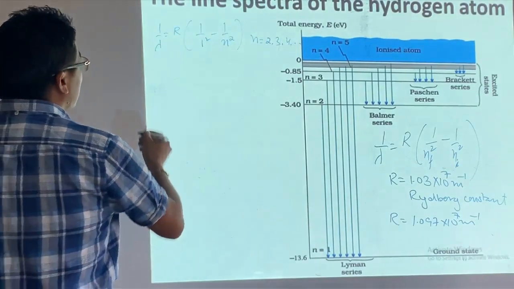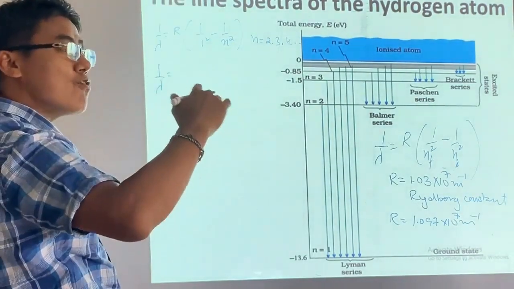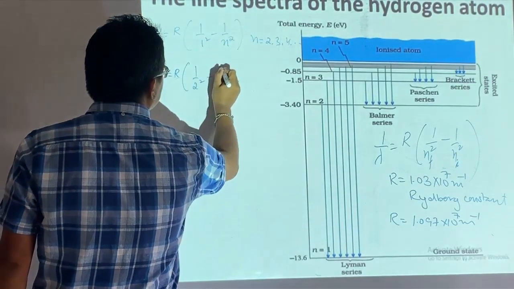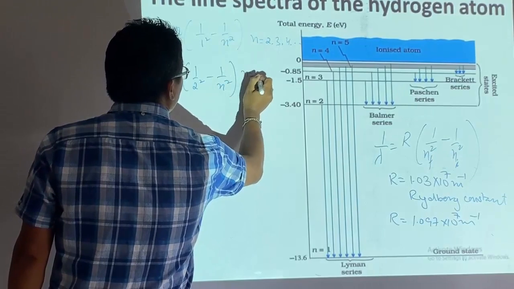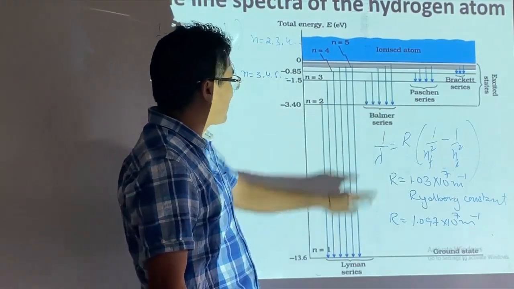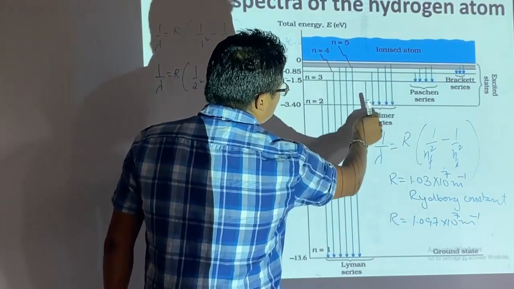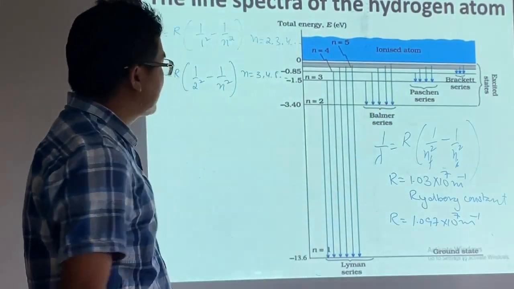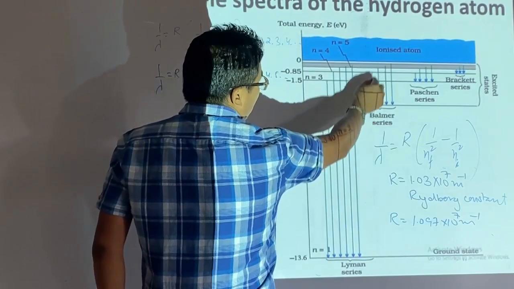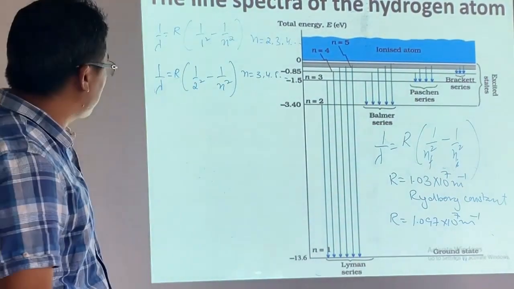For the Balmer series, we say that any electron which undergoes a transition from a higher energy level to the first excited state. This is the first excited state, right? So this is the Balmer series. This is the Lyman series, and this is the Balmer series. An electron coming from a higher energy level to this is what we call the Balmer series.